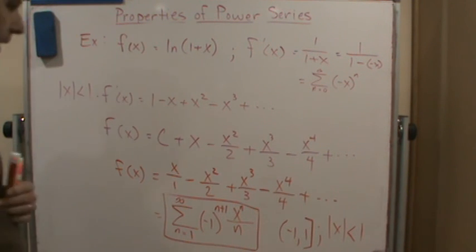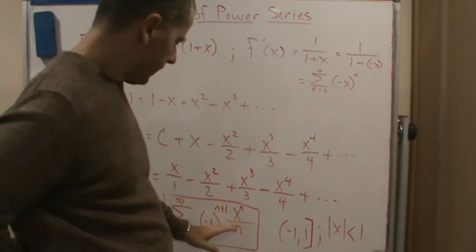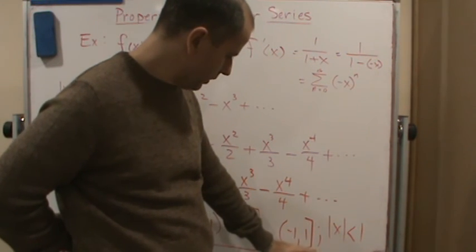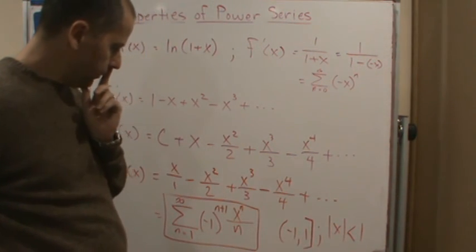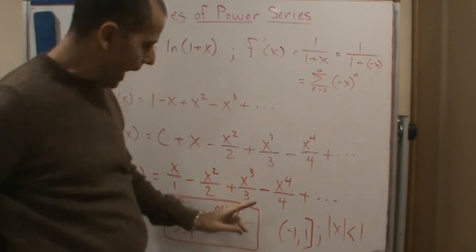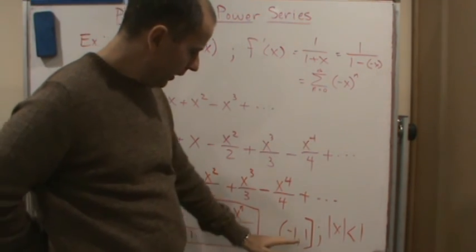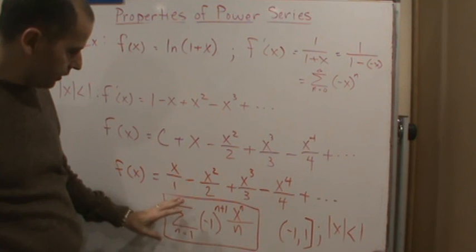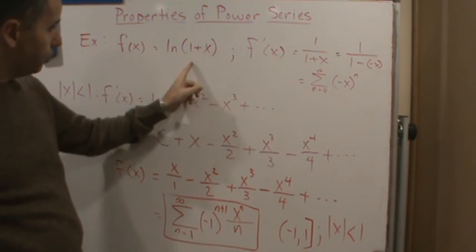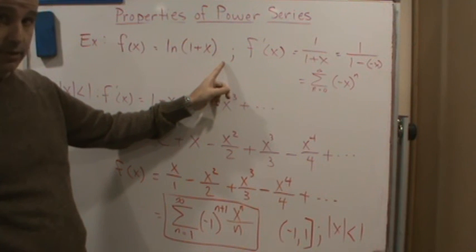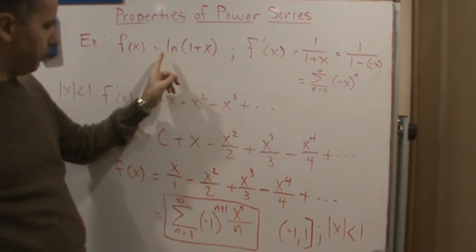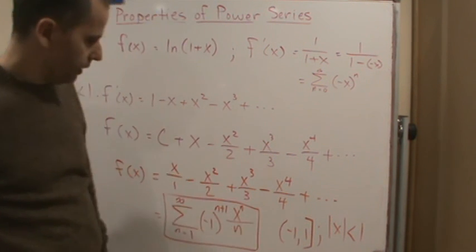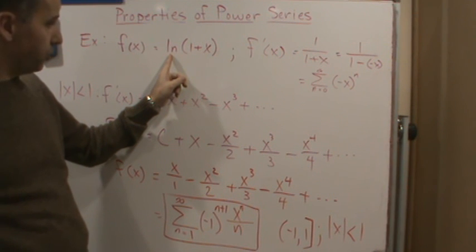Okay, one last thing before I let you go is this. Just because we show that it converges at 1 does not guarantee that this series converges to this at x equals 1. For example, just because it converges at 1 doesn't mean that it's going to actually converge to natural log of 2.